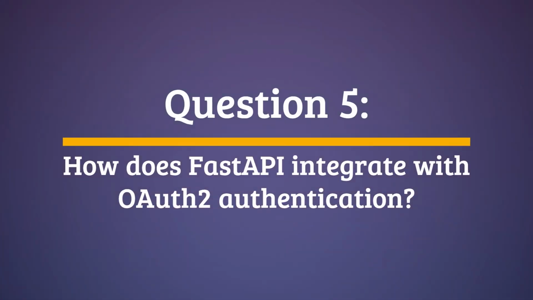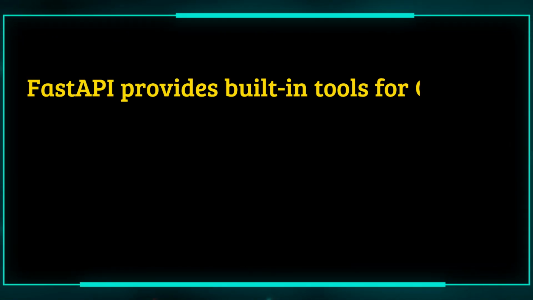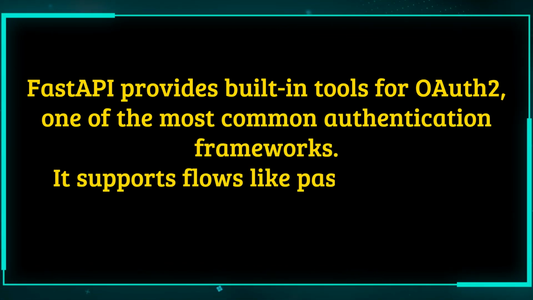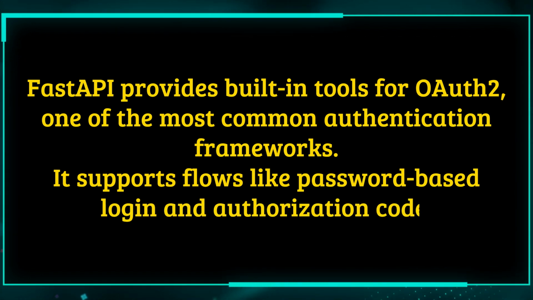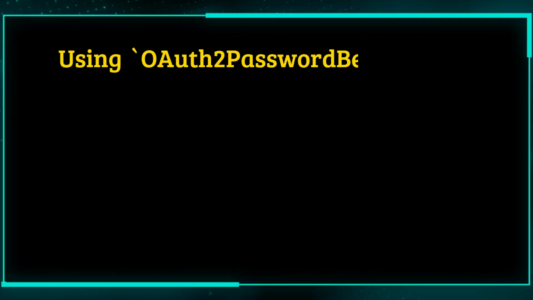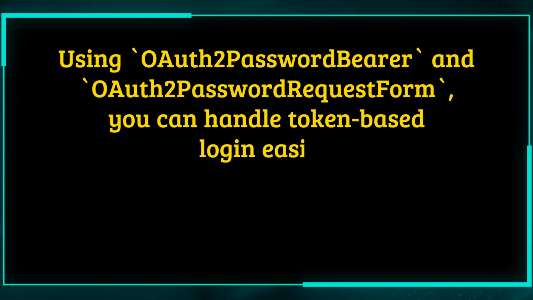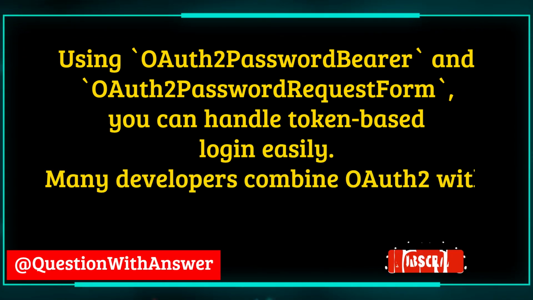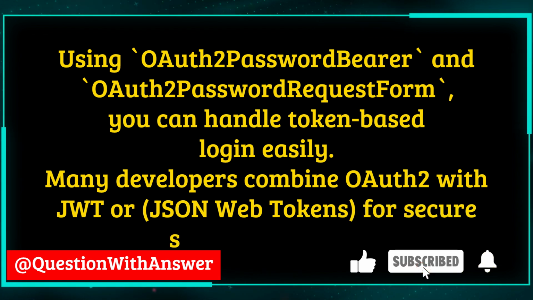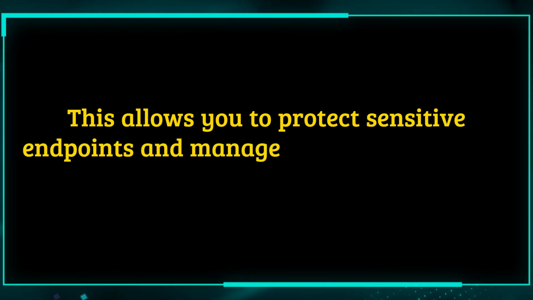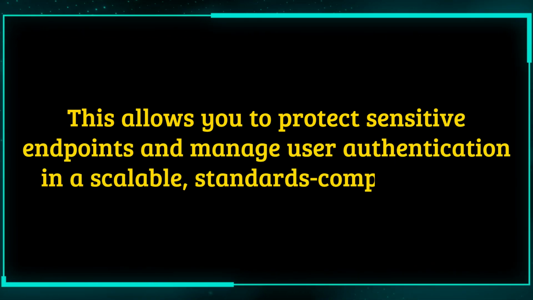Question 5. How does FastAPI integrate with OAuth2 authentication? Answer. FastAPI provides built-in tools for OAuth2, one of the most common authentication frameworks. It supports flows like password-based login and authorization code. Using OAuth2PasswordBearer and OAuth2PasswordRequestForm, you can handle token-based login easily. Many developers combine OAuth2 with JWT, or JSON Web Tokens, for secure session handling. This allows you to protect sensitive endpoints and manage user authentication in a scalable, standards-compliant way.